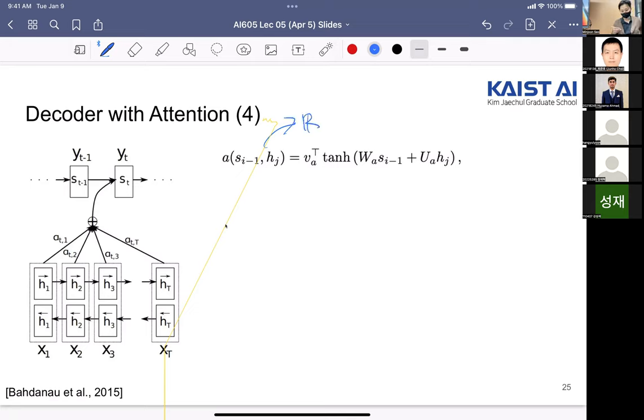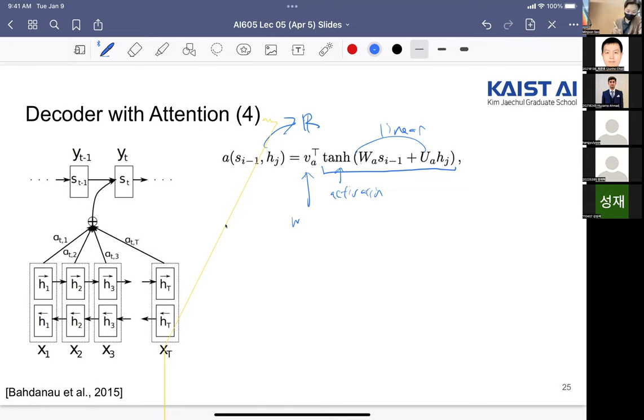How they did it is, it's not the only way, and actually it's not used these days. This is familiar, just a linear layer. These two are linear. This is activation. But this results in a vector, not a scalar value. So what they did is they created another weight. This is a weight, not an input. Then they do a dot product between this weight and whatever they created with this linear transformation. Then that becomes a scalar value.